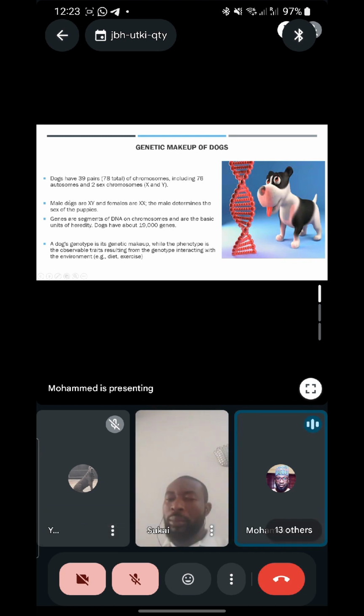These are determinants of the sex of the puppies. So genes are segments of the DNA. This picture here is showing the DNA, that red picture, which is an arrangement of chromosomes and genetic materials.